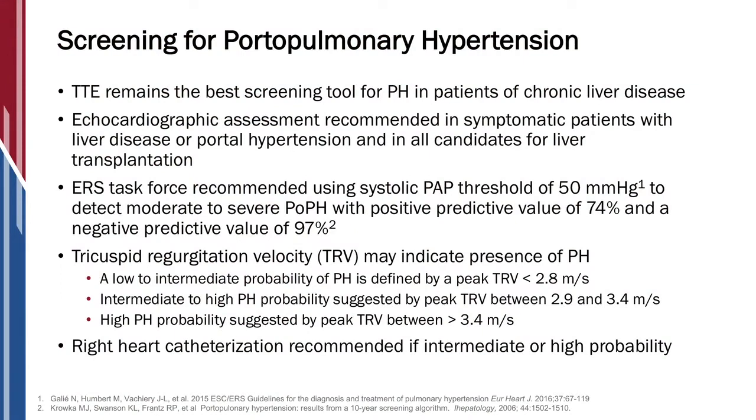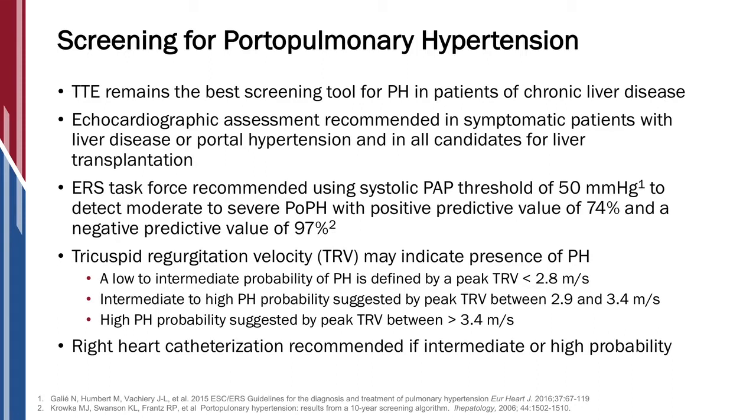And just one echo that's normal doesn't get them off the hook. You have to keep following them over time because they could develop it while awaiting transplant or being followed in your clinic. So our best screening tool is a transthoracic echocardiogram. That looks at pressures and it looks at how the right heart is functioning.